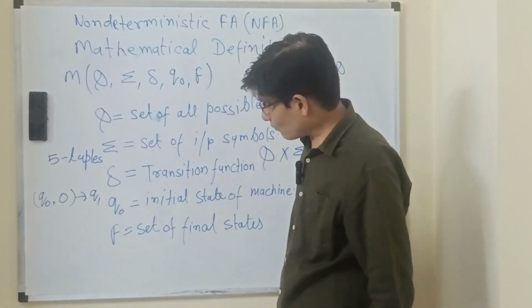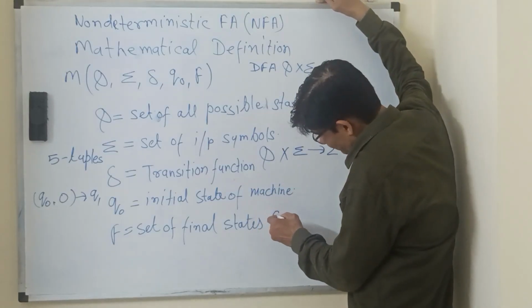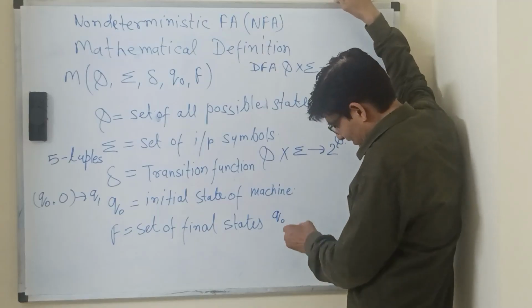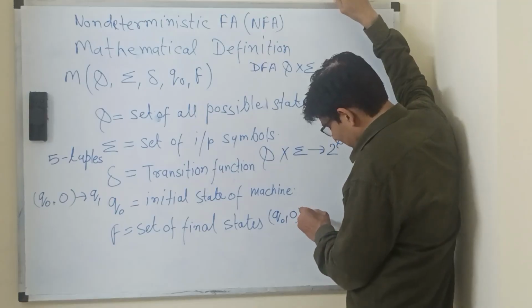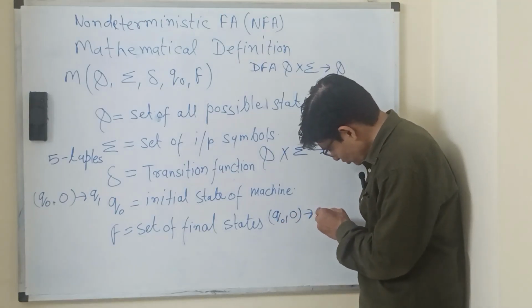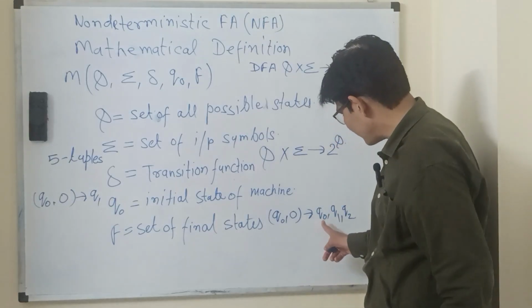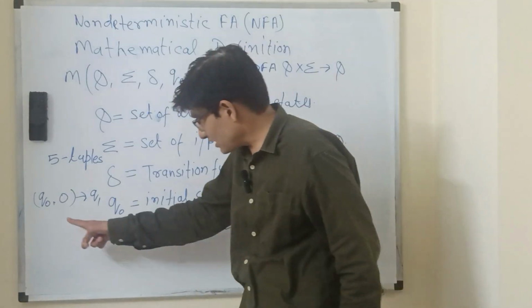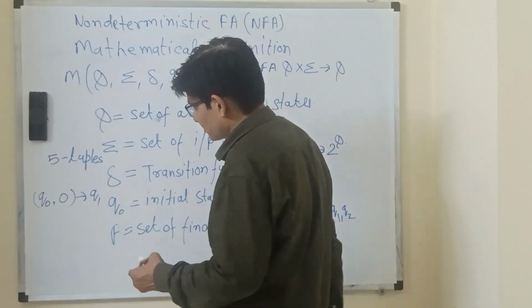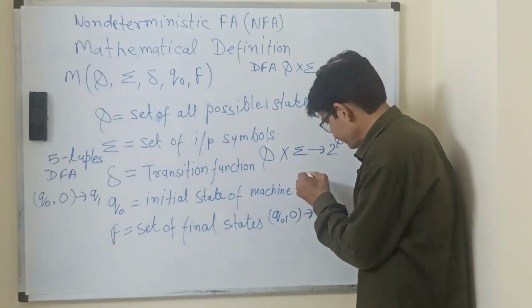While in case of NFA, suppose we are on Q0, the initial state of the NFA, and we are reading 0. Then we can be in Q0 or Q1 or Q2, like this. So we can be in any of these three states. So here I must write DFA and here NFA.